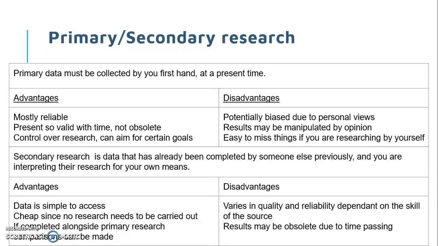Secondary data, on the other hand, is data that's been already completed by someone else previously, and you are just interpreting their research for your own means. So, this is good because it's easy to access and simple to access. It's cheap since no research needs to be carried out presently, as it's already been completed. And if completed alongside primary research, you can make comparisons between the two. However, secondary data does vary in quality and reliability dependent on the skill of the source, and the results may be obsolete due to time passing since it was done.